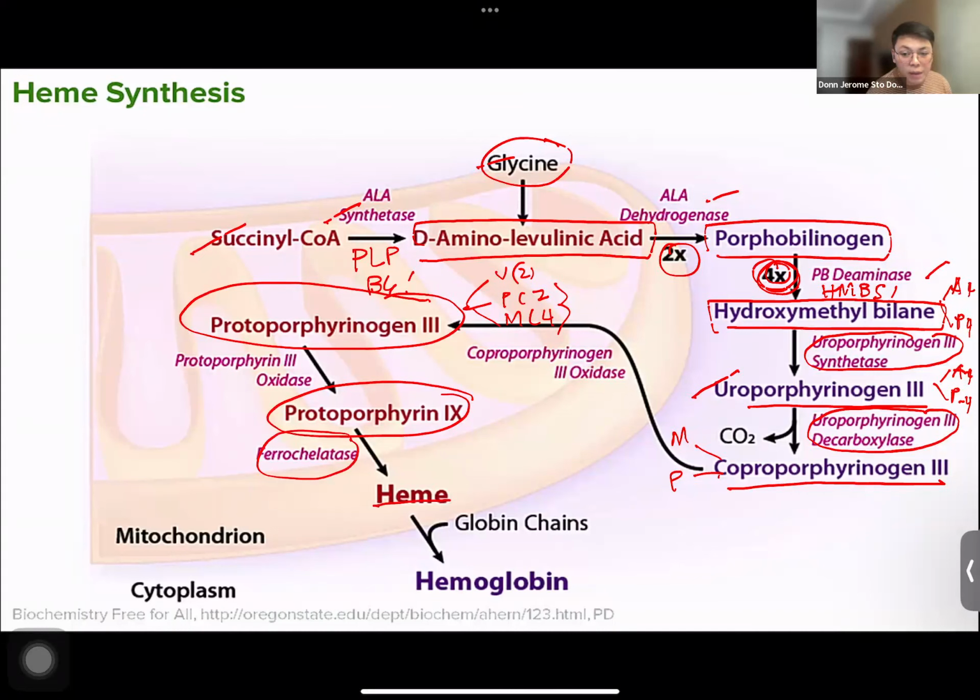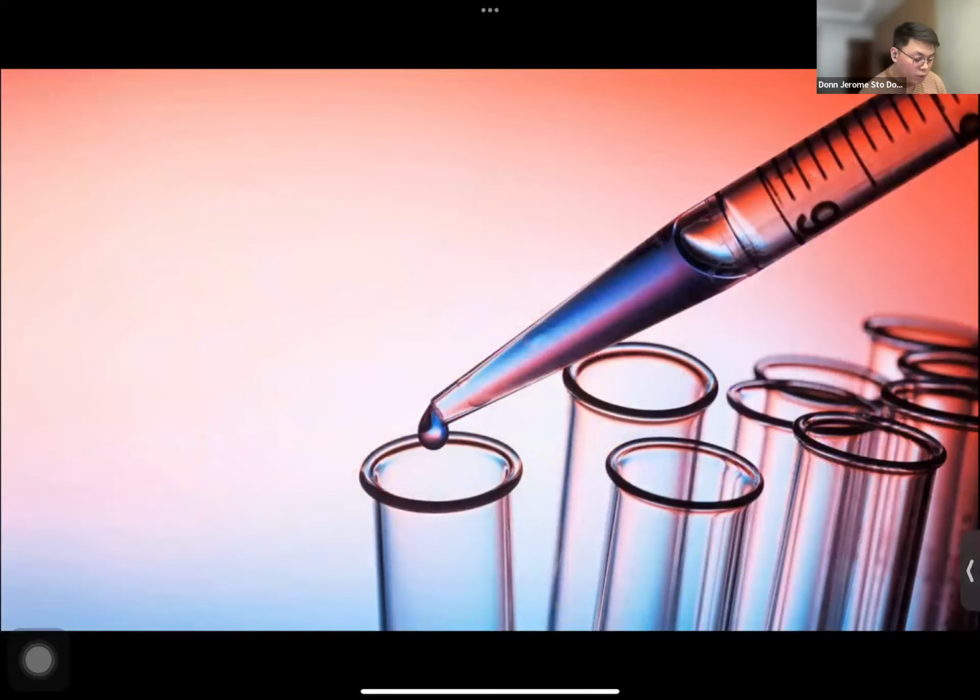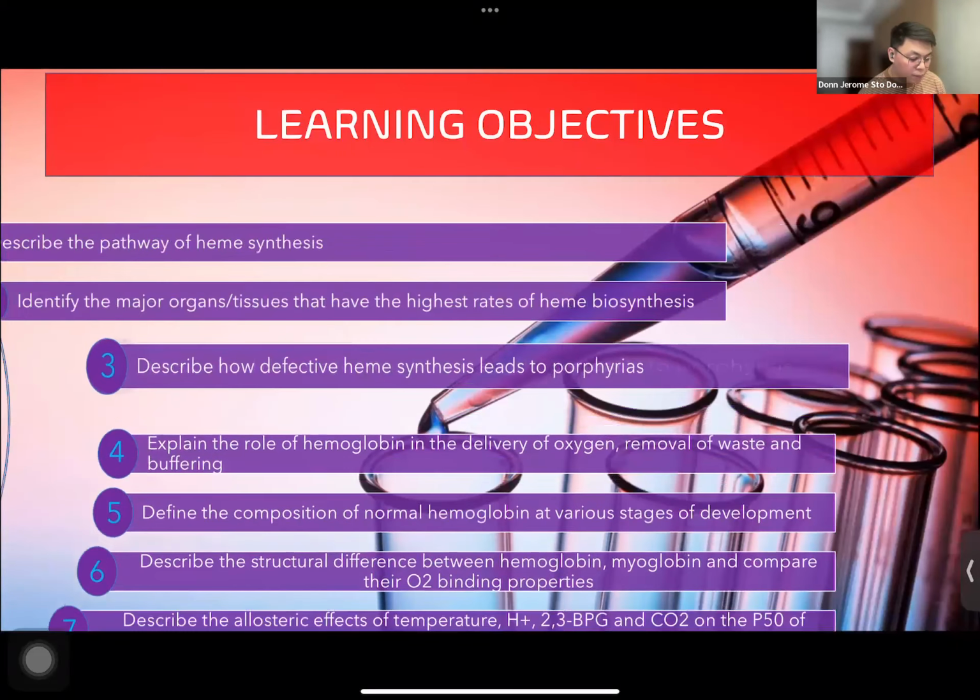Heme can go outside of the mitochondria to associate itself with proteins, and depending on the protein it will associate with, it will determine its function. In this case, it's your hemoglobin. Any questions up until this point? Clear po? All right. So let's now proceed with the next objective.